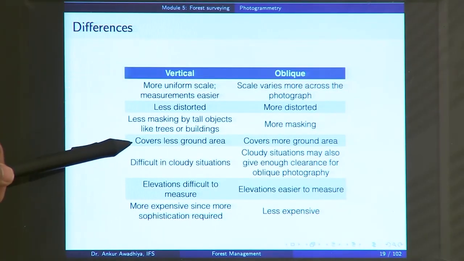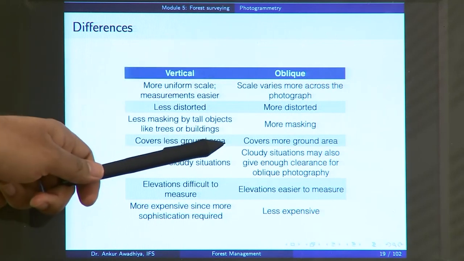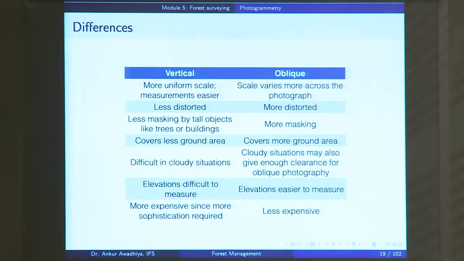Vertical covers less ground area, oblique covers more ground area. Vertical is difficult in cloudy situations. In the case of oblique, cloudy situations may still give enough clearance for oblique photography. In the case of vertical, the elevations are difficult to measure, but in the case of oblique, it is easier to measure, because you are getting more three-dimensional information in an oblique image. Vertical is more expensive since more sophistication is required. Oblique is less expensive, because in the case of a vertical photograph, you need to keep your camera in such a position that it is completely looking down. Because you have to make more adjustments when setting up the camera, it typically is a bit more expensive.